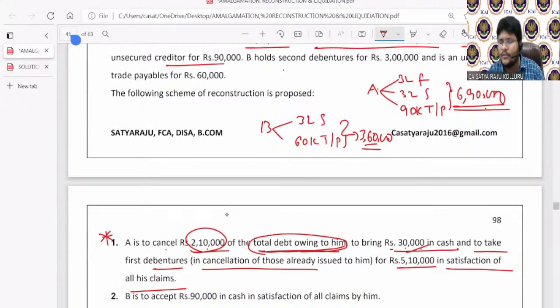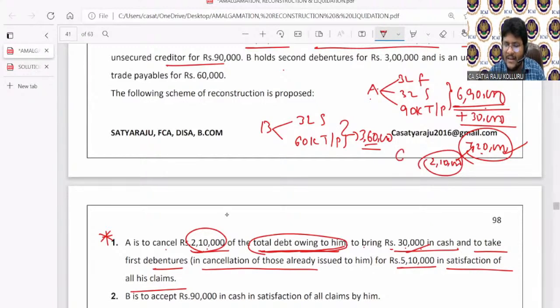If A is ready to introduce cash worth 30,000, how much amount is already payable to A? 6 lakhs 90,000. If he introduces the 30,000, then the debt payable by the company to A will become 7 lakh 20,000. Will you agree? It is clearly given that he brings 30,000 in cash. Now, out of this 7 lakh 20,000, A is to cancel 2 lakh 10,000. If he cancels 2 lakh 10,000, then 7 lakh 20,000 minus 2 lakh 10,000, the remaining balance will be 5 lakh 10,000.